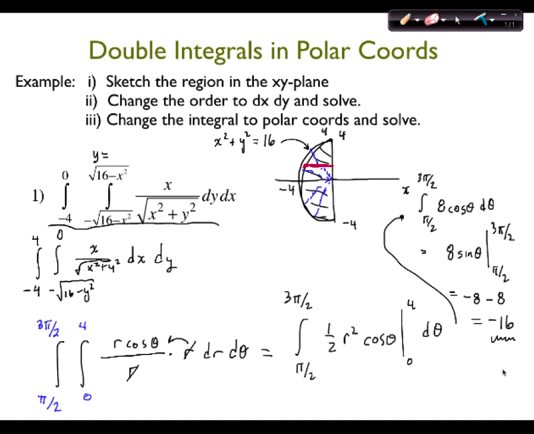Okay, what's the meaning of that minus 16? What does that mean? Weren't we supposed to get the area of this half circle? No? What did double integrals give? Net volume, right? So what does this tell us? If we have negative 16, what's that? So negative 8 minus 8. So negative 16, what's going on here?